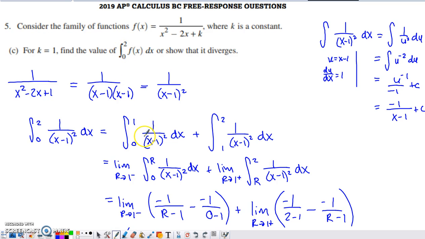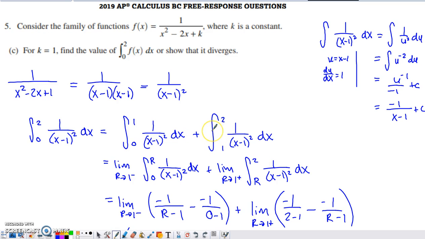So when you deal with an improper integral where you're undefined at a value between the limits of integration, you're going to need to go ahead and break your integral up into 2 separate integrals added together. So we're going to do the integral from 0 to 1 and then add the integral from 1 the rest of the way to 2.